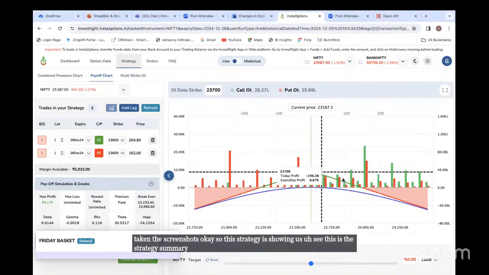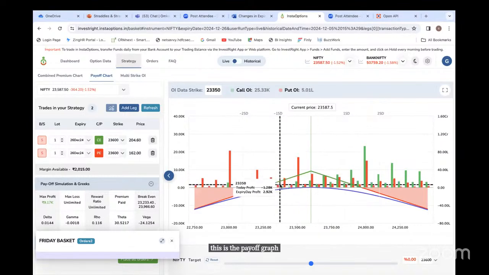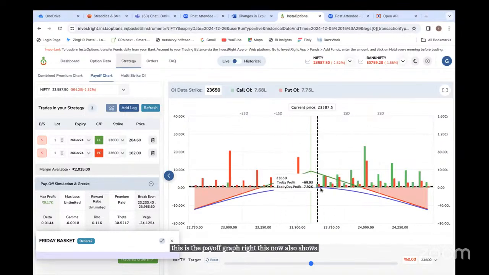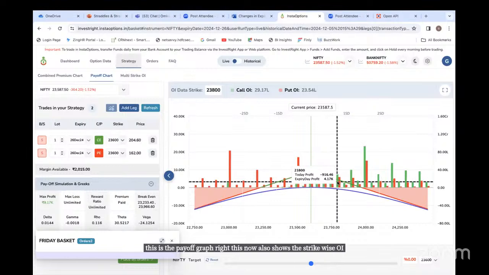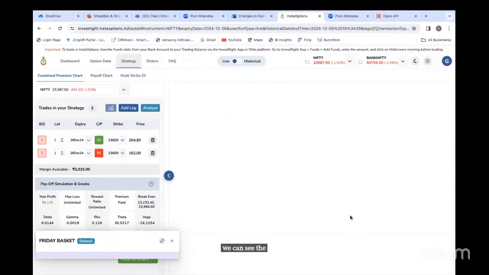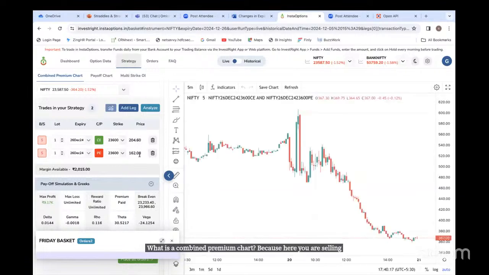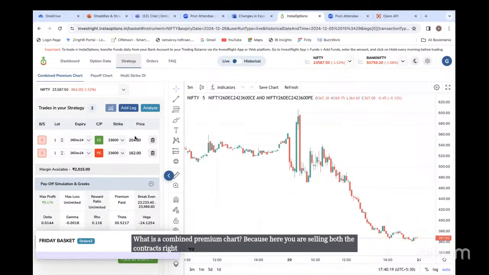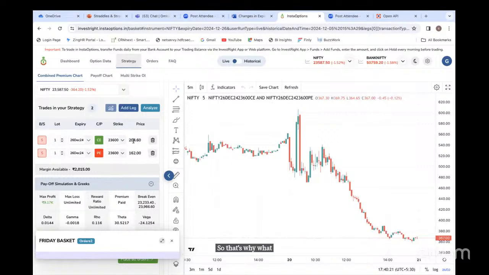This is the payoff graph, right? This now also shows the strike-wise OI, the OI development that is there in your strategy. We can see the combined premium chart as well. What is a combined premium chart? Because here you are selling both the contracts, right? So what will be your combined premium?